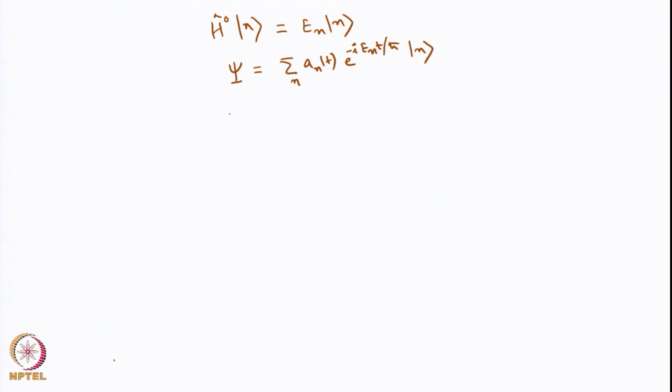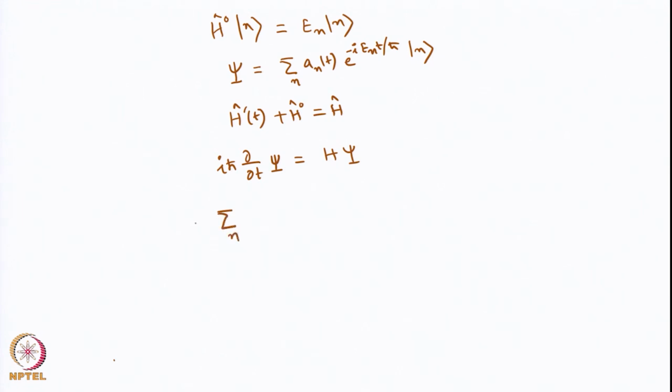And then you have a time dependent perturbation, which is nothing but H prime of t, so that the total Hamiltonian will be equal to this. Then you propagate using the time dependent Schrodinger equation, which is i h bar d psi by dt equals H psi.